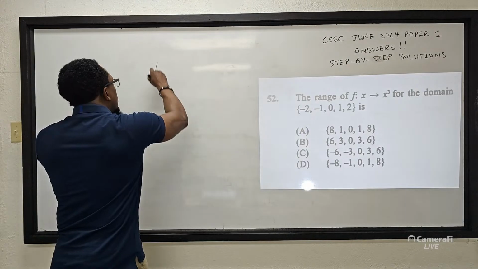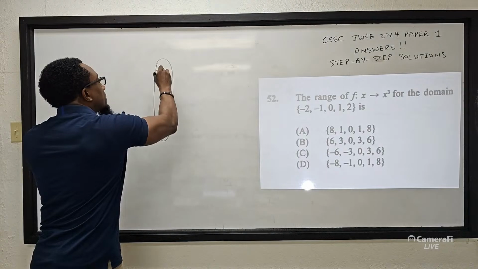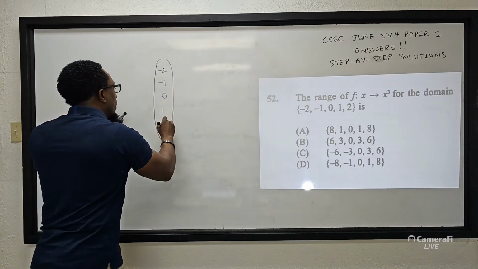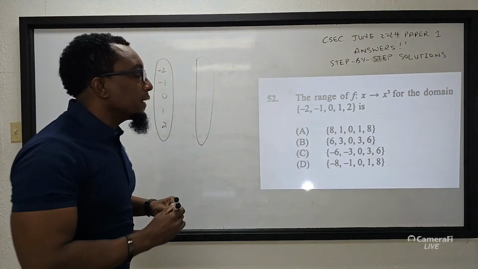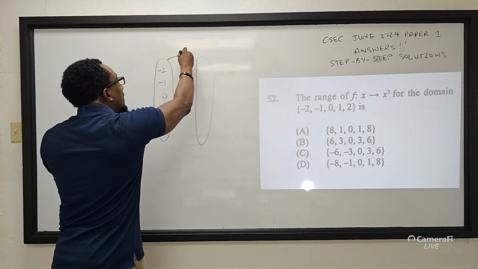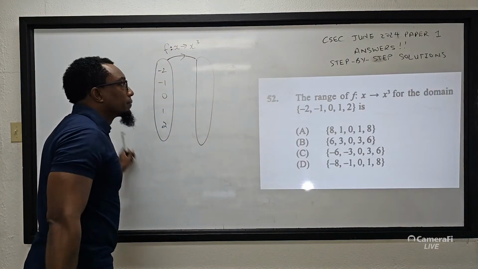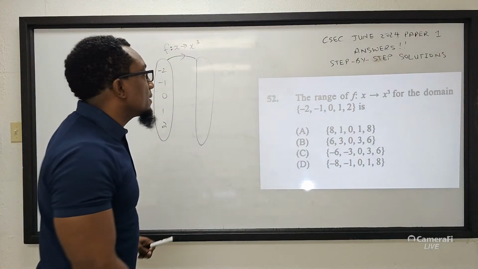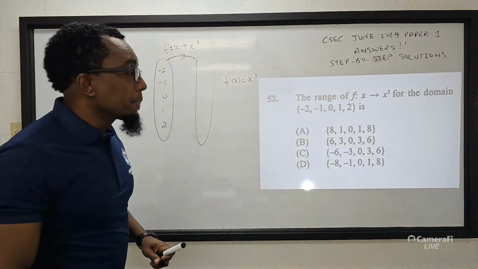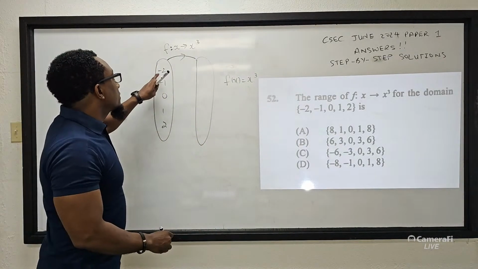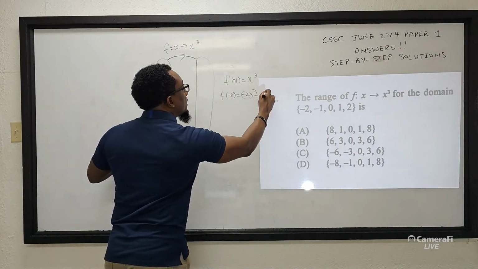So for 52, I'm going to take my domain which represents my x coordinates, negative 2, negative 1, 0, 1, 2. I want to determine what's my range, which is the y coordinate for this given relation f is such that x is mapped onto x cubed. That is the same as f of x. We can replace it with y. They are all the same. So when x is negative 2, f of negative 2 will be negative 2 cubed, which is equal to negative 8.